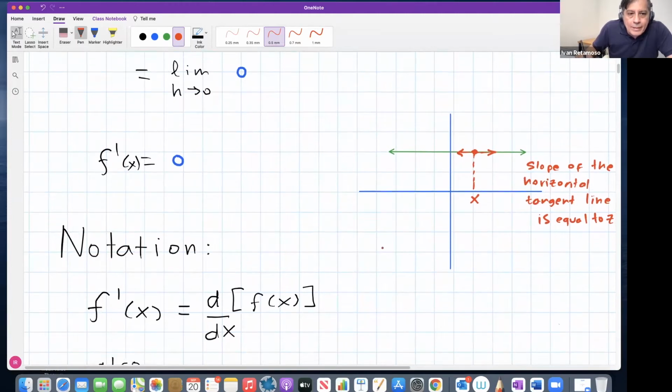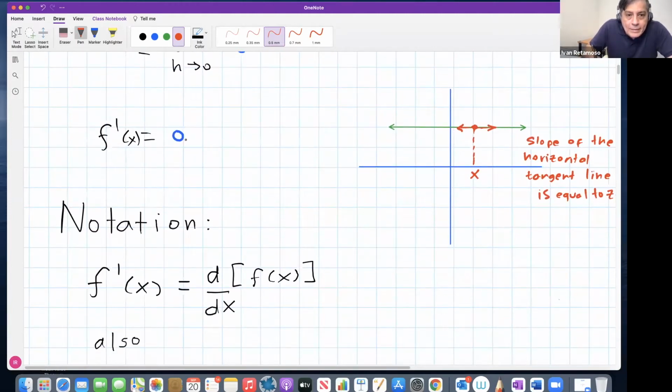Now, some notation here. We have studied this notation f prime of x equals 0. But it turns out there is another notation. This notation is due to Isaac Newton, but this other notation was introduced by the German mathematician Leibniz. Leibniz emphasized the fact that it is related to with respect to which variable you're taking the derivative. So he introduces the notation d of f of x with respect to x. When you are dealing with functions in two variables, it is possible to take the derivative with respect to x, with respect to y, with respect to time. So this notation emphasizes that.